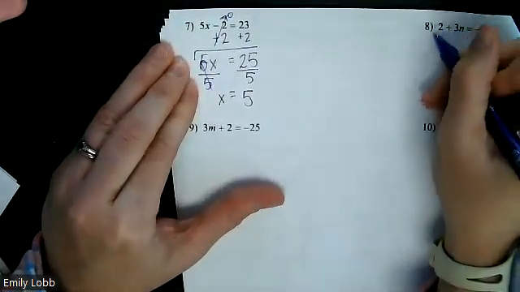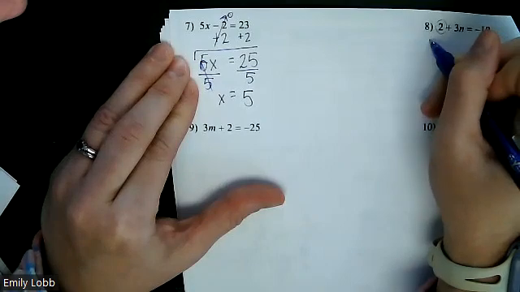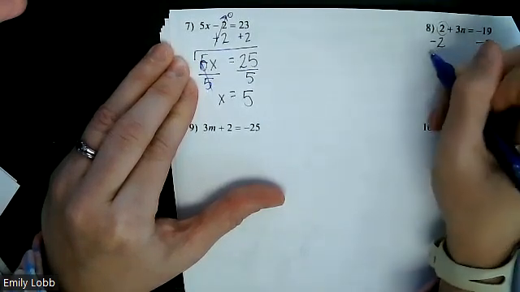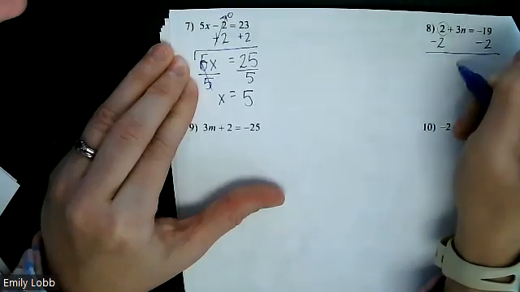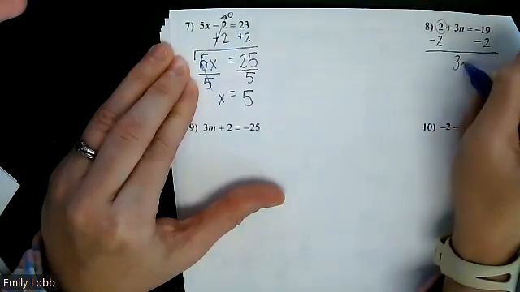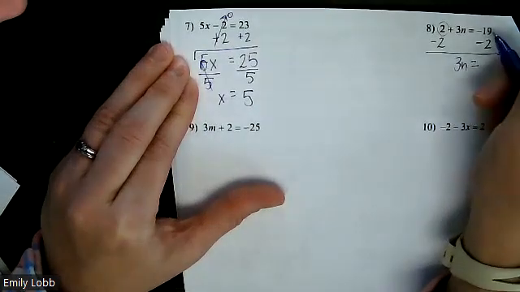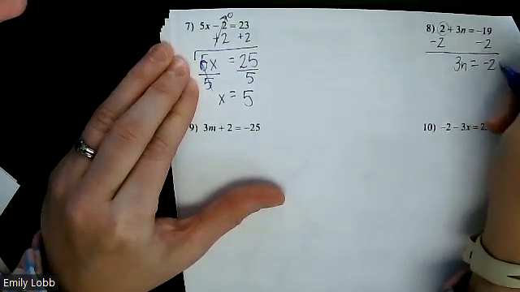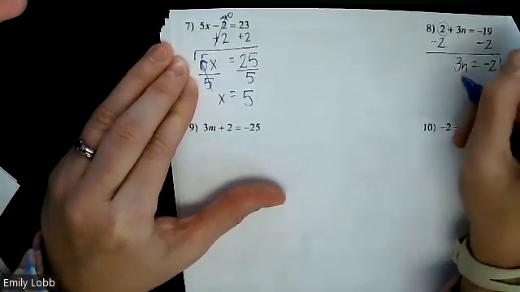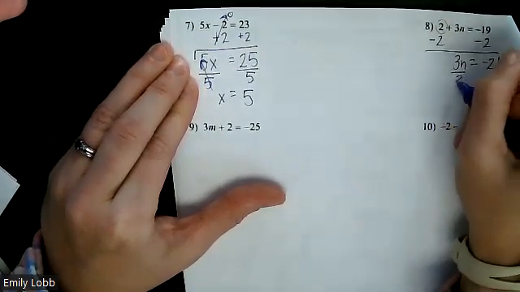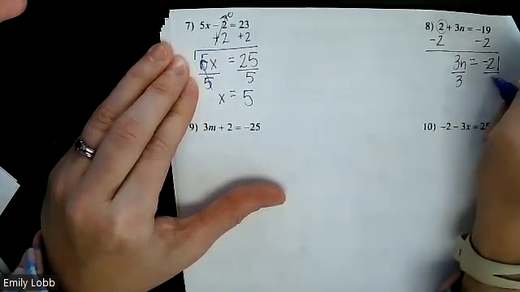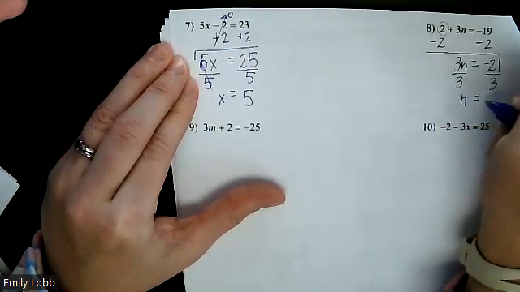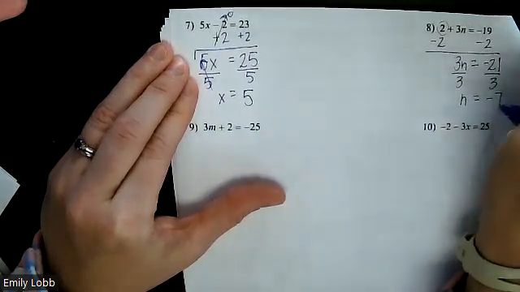I have to get rid of my constant first, so I'm going to subtract 2 from both sides. Bringing down your 3n, your equal sign. -19 minus 2, it's getting 2 more negative, so -21. Divide by your coefficient so that we have 1n. N equals -7.